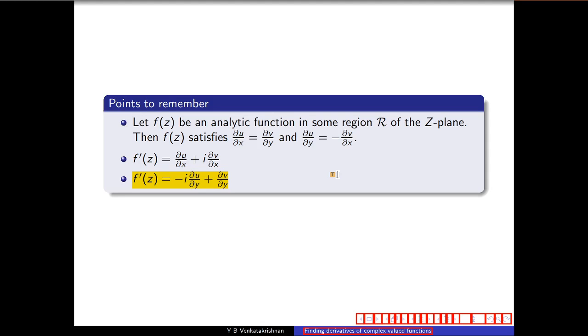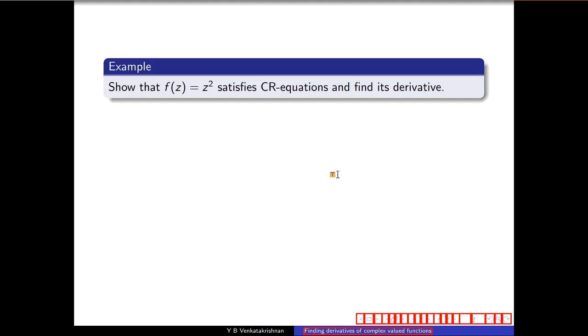And you can see that this is obtained when you remember the CR equations. Dou u by dou x is replaced with dou v by dou y, and dou v by dou x is replaced with minus dou u by dou y. So you have to remember any one of the formulas for f dash of z. But of course, one can be obtained from the other when you substitute the CR equations. So these three are important for us to find a derivative of a complex valued function.